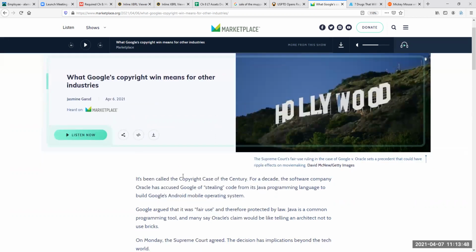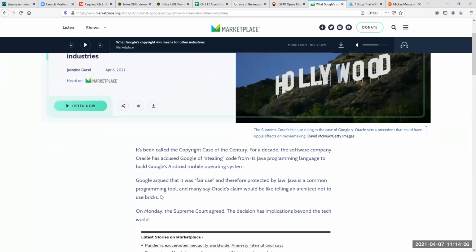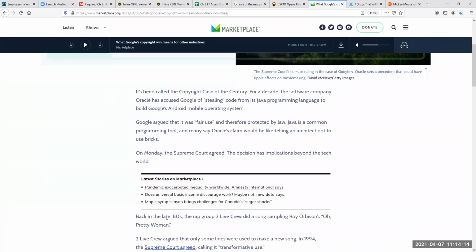Well, anyway, the copyright case of the century: for a decade, software company Oracle has accused Google of stealing code from Java programming. But Google argued it was fair use and therefore protected by law. Java is a common programming tool, and many said Oracle's claim would be like telling an architect you can't use bricks. On Monday, the Supreme Court agreed. This is like the copyright case of the century. The decision has implications beyond the tech world.